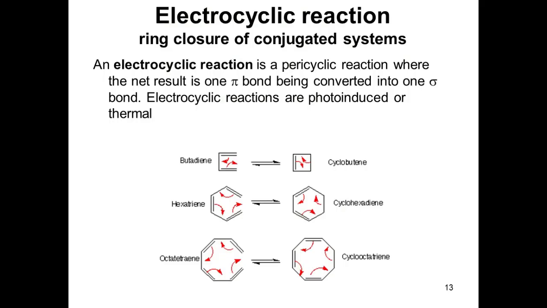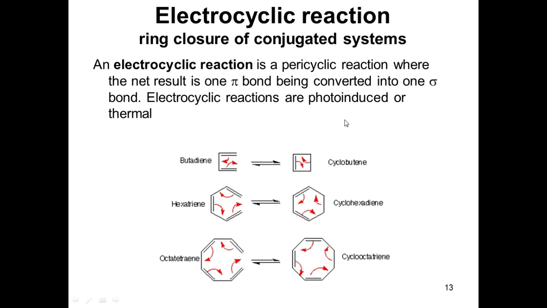Then electrocyclic reactions of ring closure of conjugation. Some examples here I am going to discuss. The electrocyclic reaction is a pericyclic reaction where the net result is one pi bond being converted into another sigma bond, the cyclobutene. The same as the hexatriene, here the double bond is converted into a cyclohexadiene. This is a sigma bond, and octatriene is called a cyclotriene.